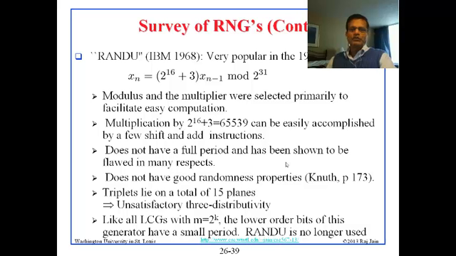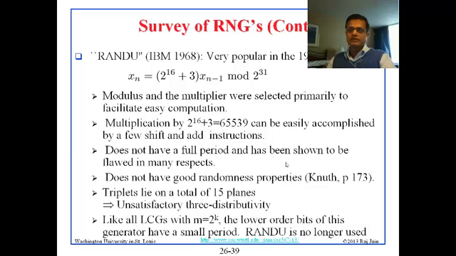RANDU, which was very popular in the 60s, was this one. RANDU had 2^16 + 3 as the multiplier, and 2^31 as the modulus. You can see that multiplication by 2^16 + 3 is very easy, just shift and add, and division by 2^31 is very easy, just a shift. And therefore, basically it does not have full period, and it does not have good properties.